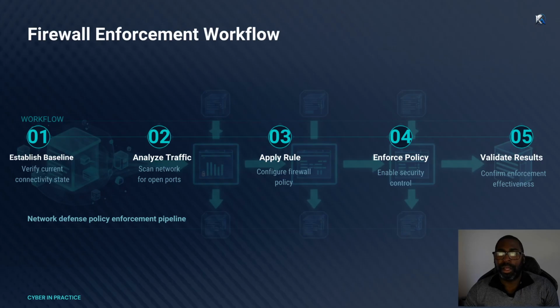The process we follow mirrors the standard firewall management workflow. We begin by establishing a baseline to understand the current connectivity state. Next, we analyze network traffic through scanning and service emulation. After identifying the existing exposure, we applied the firewall rule and enabled policy enforcement. Finally, we validated the results through testing and compared them against our original baseline. This structured approach helps ensure that security controls are implemented correctly and verified through evidence-based testing.